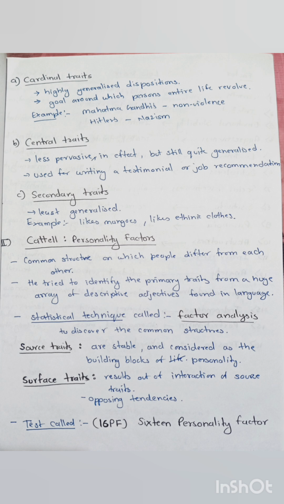The first is the cardinal traits. Cardinal traits are core to an individual's personality. For example, Mahatma Gandhi has a core of non-violence in his personality. The central traits are quite generalized but not as much as the cardinal traits. These are generally used for writing testimonials or job recommendations. The third one is the secondary traits. They are the least generalized traits, like I like mangoes, I like ethnic clothes.